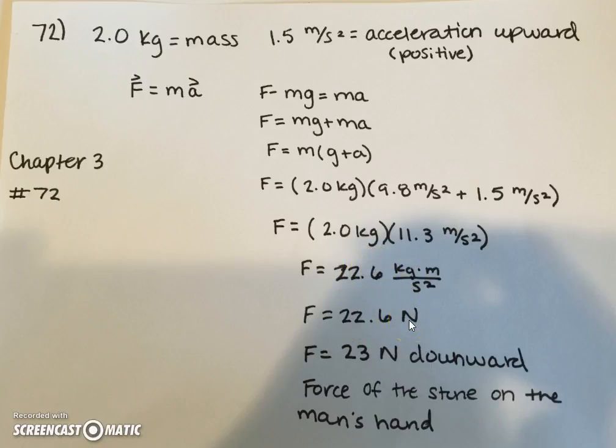22.6 newtons, which if you round up will give you a force of 23 newtons in the direction downward, which is the force of the stone exerted on the man's hand, which is what the problem asks for.